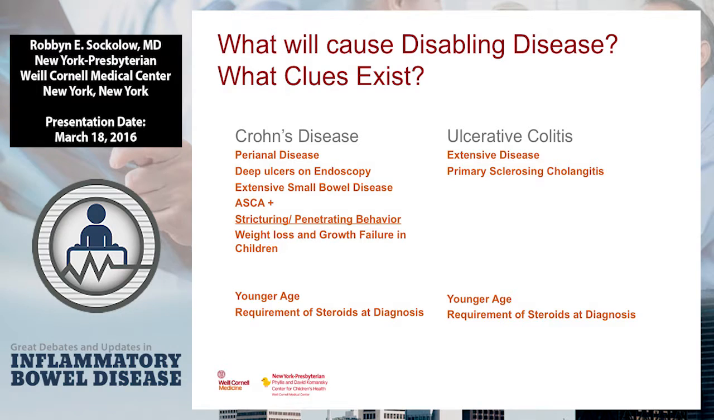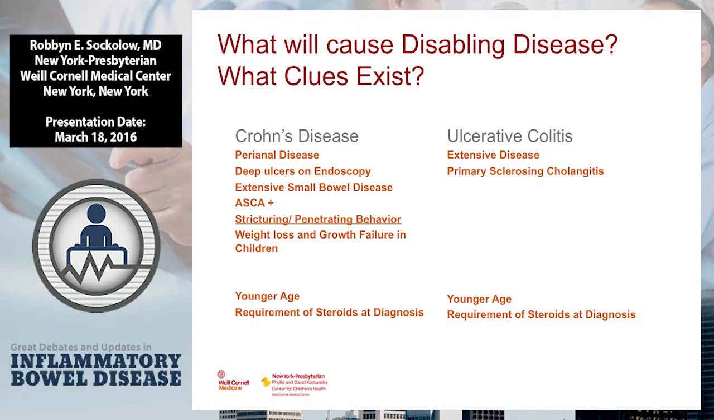So what causes the disabling disease? What clues exist out there? Well, we could say for Crohn's disease, there are some things at presentation that should give us a clue that this is a patient who is probably going to have a more difficult course, who may need to have more intense therapy offered to them. Certainly those who have perianal disease, who have deep ulcers during the endoscopy, whether it's your upper or lower, but for sure definitely in the lower endoscopy.